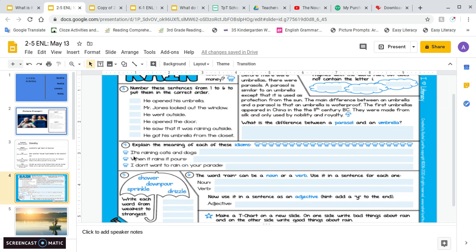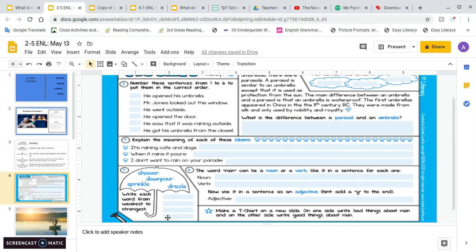This is our first time with this. It's raining cats and dogs. And what do you think that means? When it rains, it pours. What do you think that means for number 4? I don't want to rain on your parade. What do you think that means? Okay. Number 5. So you're going to write the weakest word to the strongest.